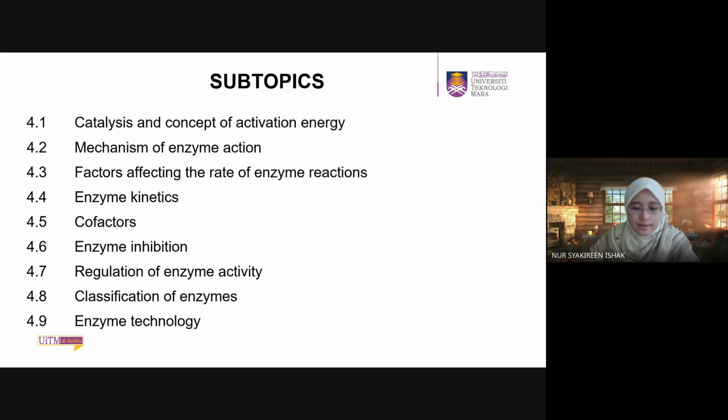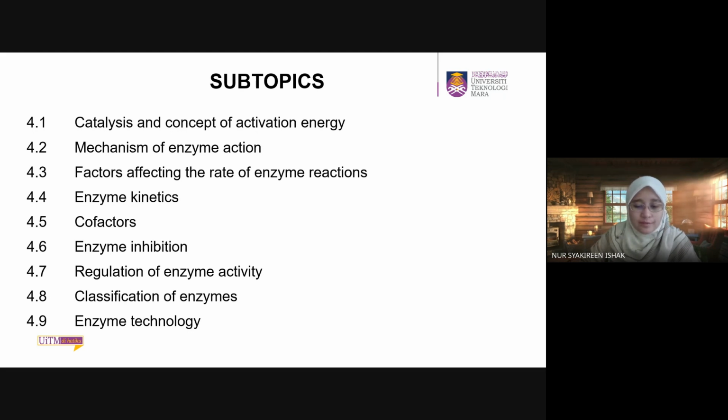And then second, mechanism of enzyme actions. Okay, so we know that enzyme is a molecule, a protein molecule that is to catalyze reactions inside cells. So in order for the enzyme to catalyze reaction, it has to have an active site for substrate to bind and reaction to occur to produce products. Okay, so the way on how the substrate binds to the enzymes will explain how the enzyme will work. So that is mechanism of enzyme action.